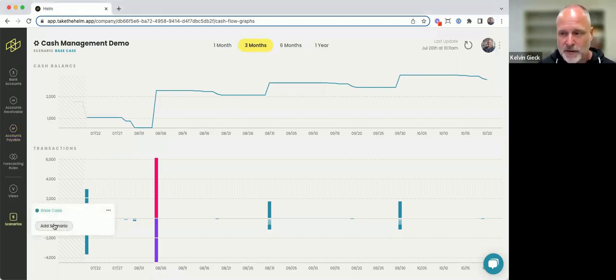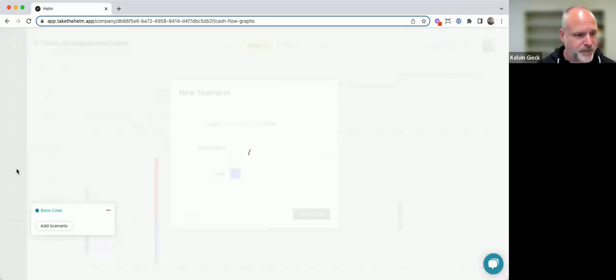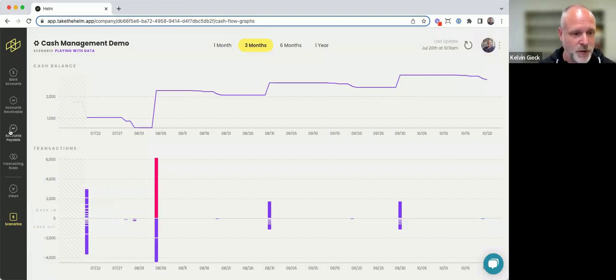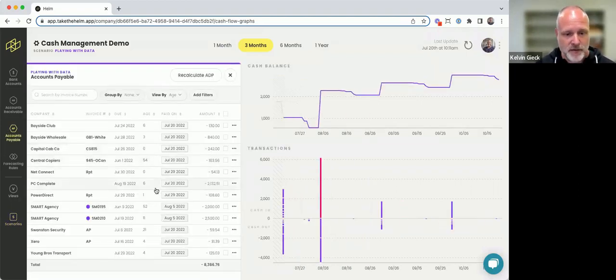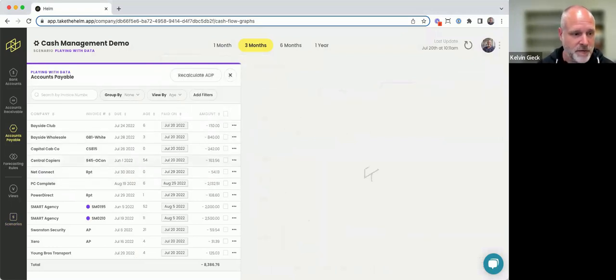You can also create scenarios. And so this kind of adds to the whole playing feature of the data. And we'll just surface it really quick here. We'll create a new scenario. And we'll see what impacts things have when we start playing with other data. So here, let's say that PC complete can be pushed out to a longer date, just like the Smart Connect bills. And so maybe here we'll say gets paid on August 25th.